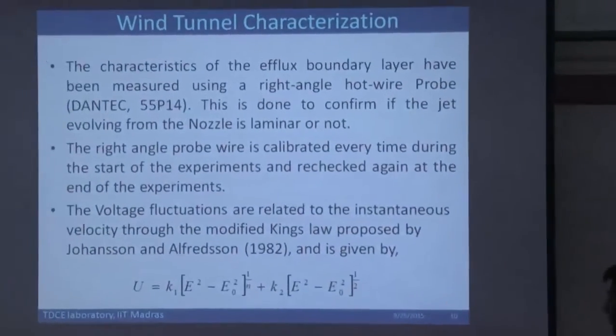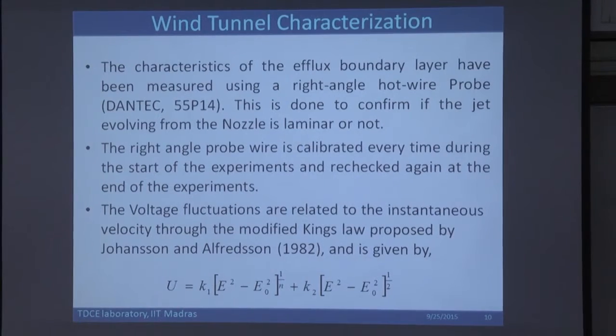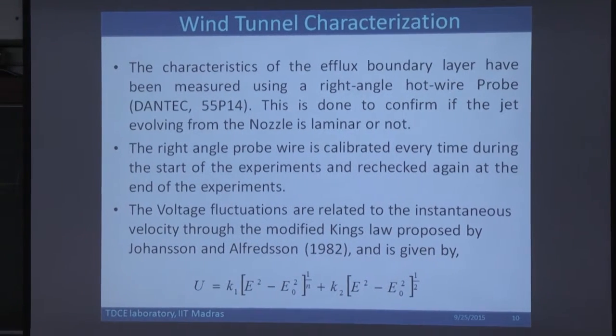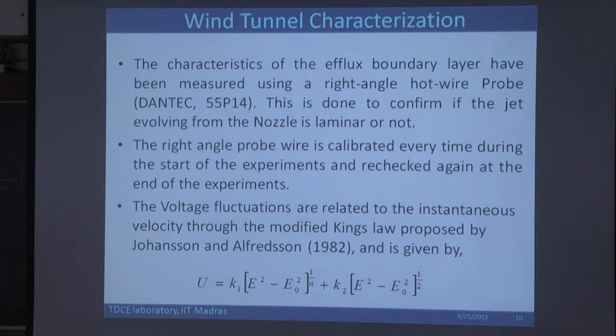So first of all, when you have a jet study, we have to characterize the wind tunnel. That characterization has been done using a right angle boundary layer probe, because the shear layer instability, as we said, depends on the initial momentum thickness. So we have to measure the initial momentum thickness. We use the same Schlichting boundary layer theory to find the boundary layer thickness, the momentum thickness, and the displacement thickness.